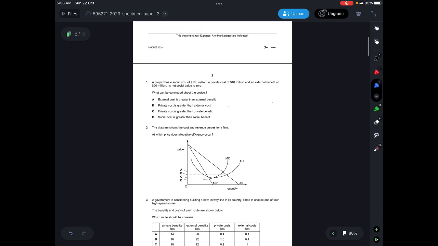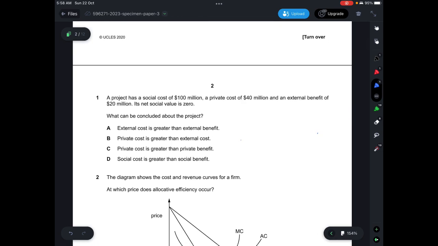Alright, let's start. Let's take a look at the first question. It says, a project has a social cost of 100 million, a private cost of 40 million, and an external benefit of 20 million. Its net social value is 0. What can be concluded about the project?